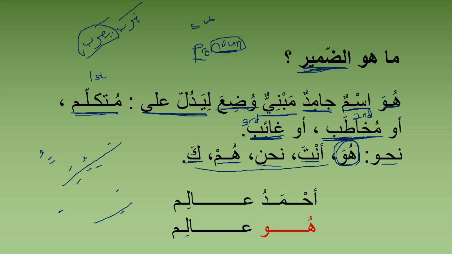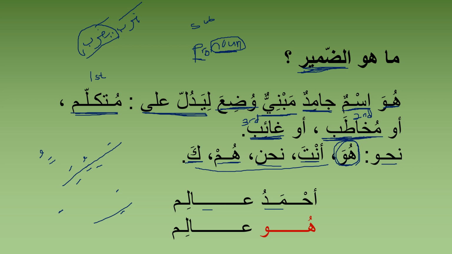So for example now, Ahmadu alim. Alim is knowledgeable, the knowledgeable person. So Ahmad is a scholar. So Ahmad is a scholar.